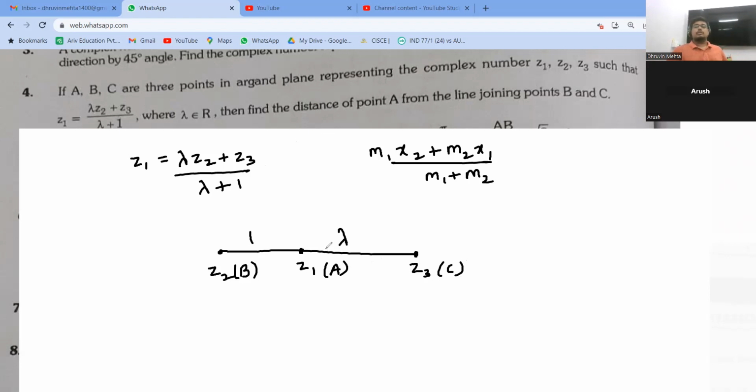So what is the distance? Sorry, we have to find the distance of point A from the line joining points B and C. One minute, they are saying distance of point A from the line joining points B and C. No no, this is zero, because point A is on that same line joining B and C, because it is dividing them internally. So its distance is zero, because A is on BC basically. So the distance is 0.